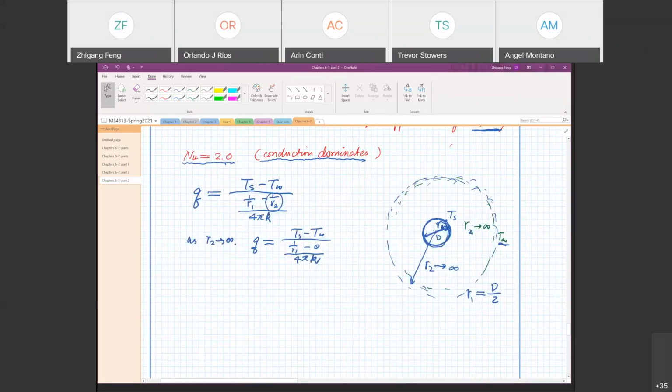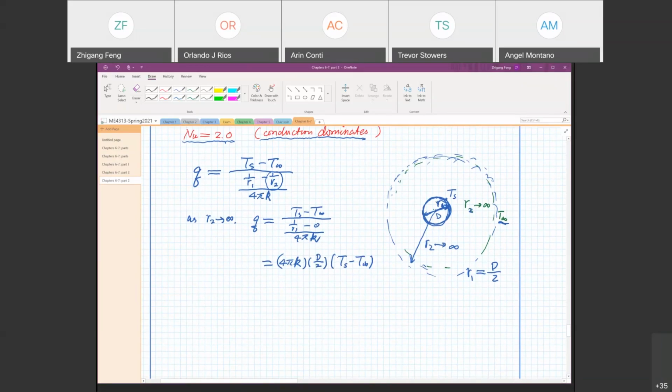And we rearrange it. We move 4 pi k to the numerator, so we have 4 pi k over (1 over R1). We flip it to the numerator, so you multiply R1, which is half of the diameter, and multiply the temperature difference. That is the heat transfer rate between the surface of the sphere and the fluid, and it equals 2 pi k multiplied by diameter multiplied by temperature difference.